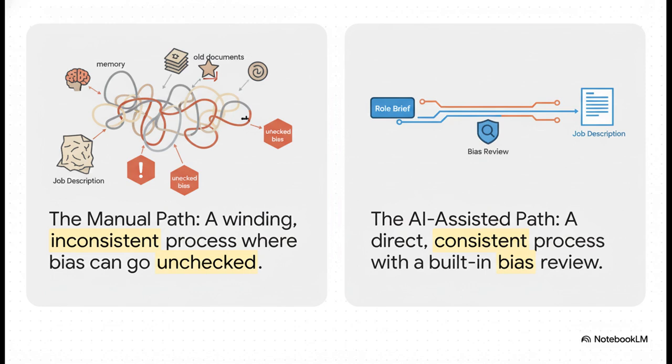When you're writing a job description, you've really got two ways you can go. There's the manual path, which, let's be honest, is usually a winding, inconsistent journey where quality varies and bias can just run wild, totally unchecked. Or you can take the AI-assisted path. This one is direct, it's structured, and it builds quality and that crucial bias review right into the DNA of the process. Both paths get you a job description in the end, but only one is actually designed for fairness right from the very beginning.